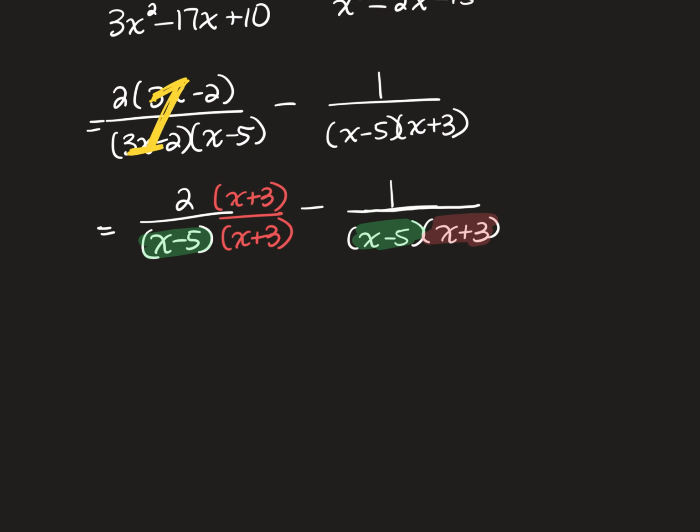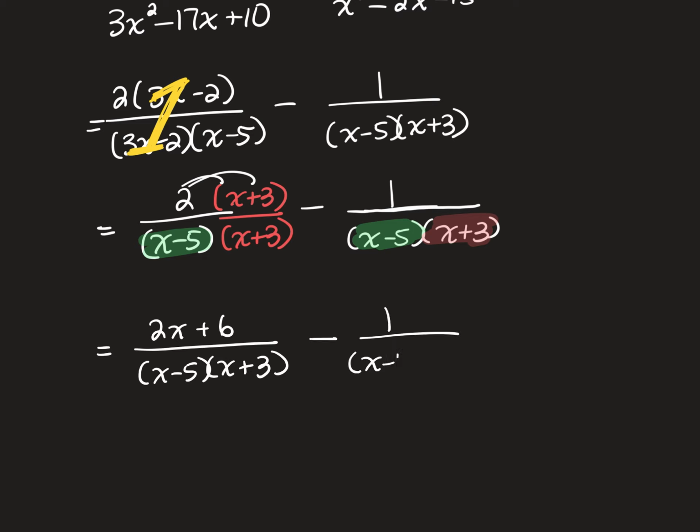And then we start our simplification process. So the next thing I will do is simplify the first fraction. I'll make it 2x plus 6, just distributing the 2, over x minus 5 times x plus 3. And then I'm going to subtract 1 over x minus 5 times x plus 3.